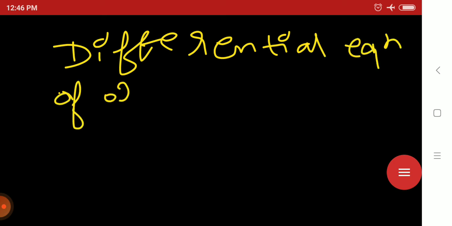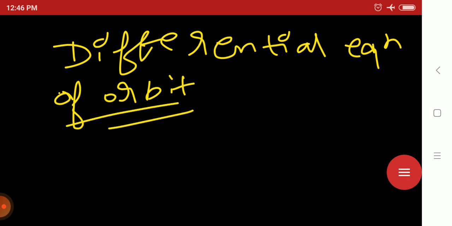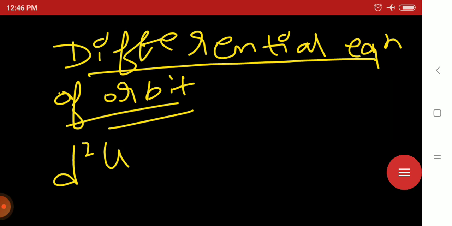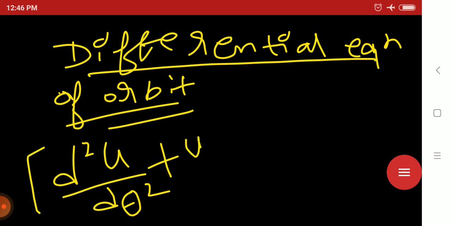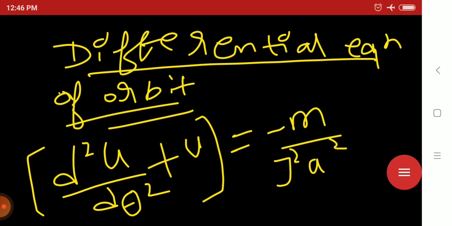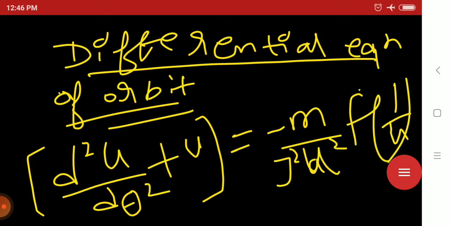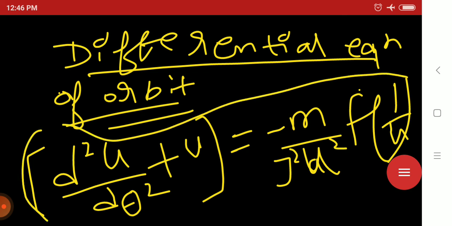So the differential equation of orbit can be written as d2u by d theta square plus u equals minus m by j square u square f of 1 by u. Stop. I am stopping here. I am explaining all the terms here.